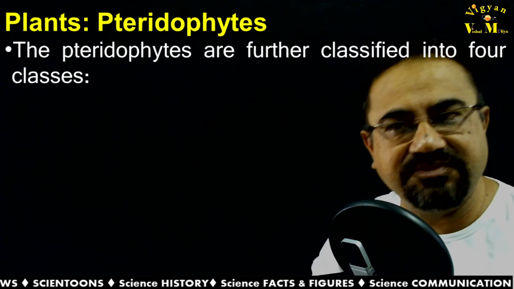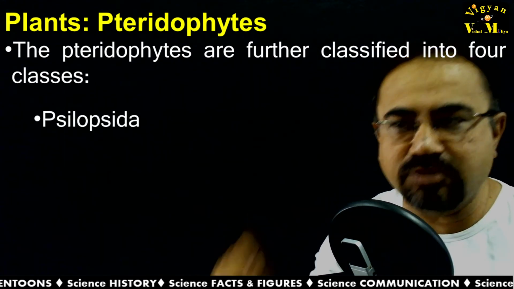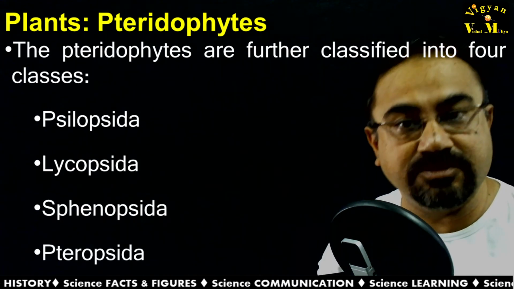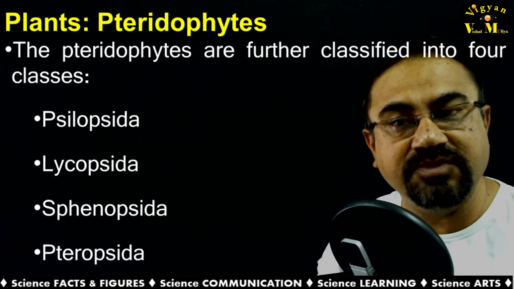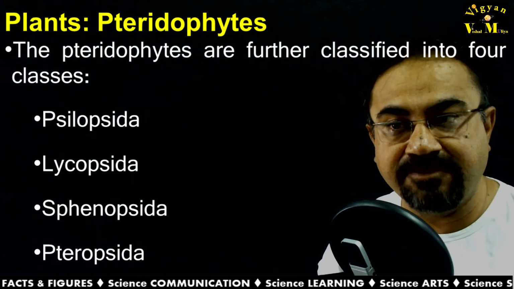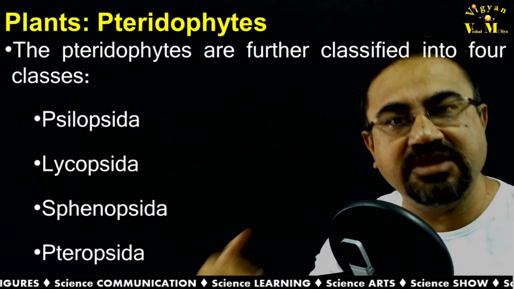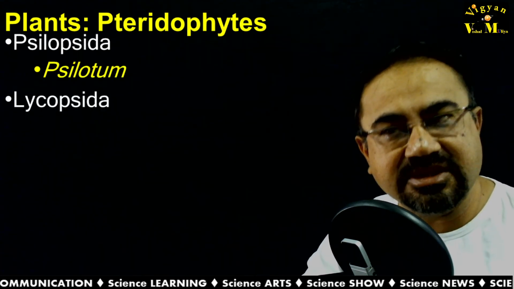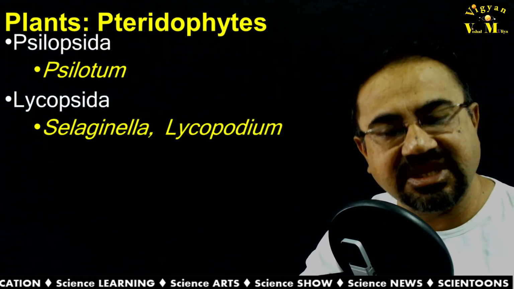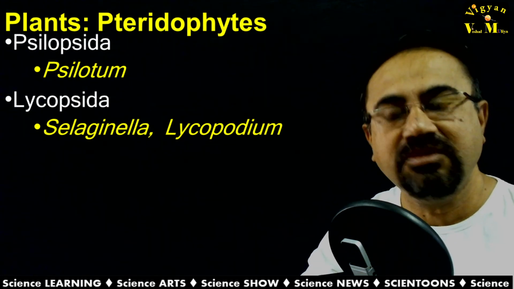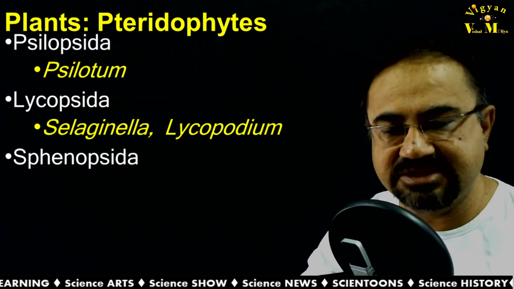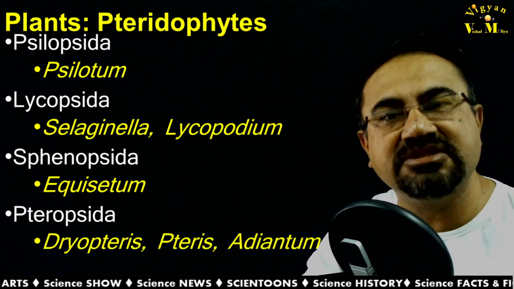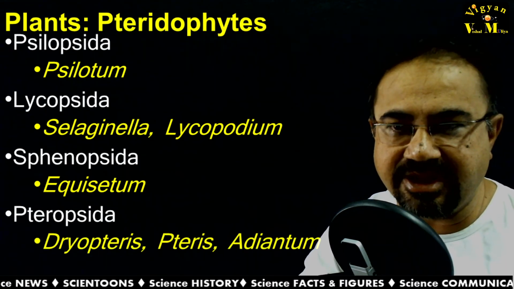Pteridophytes are further classified into 4 classes, that is Psilopsida, Lycopsida, Sphenopsida and Pteropsida. Here the P is silent, so we call it Pteropsida. Let me go through the examples. Psilopsida is exemplified by Psilotum. In the case of Lycopsida, we can see Selaginella and Lycopodium. In the case of Sphenopsida, we can see Equisetum. And in Pteropsida, we can see Dryopteris, Pteris and Adiantum.